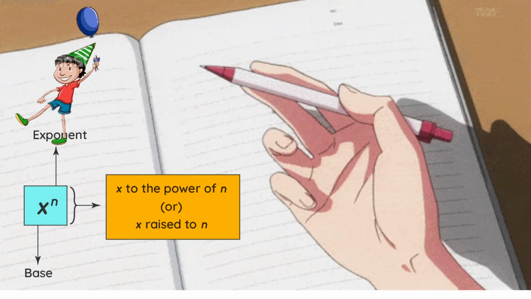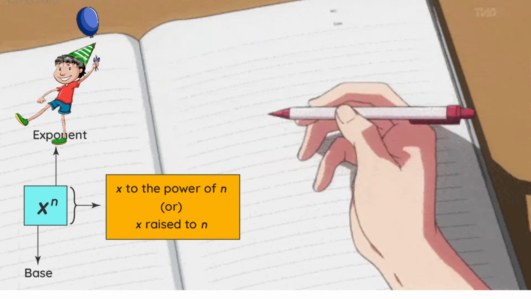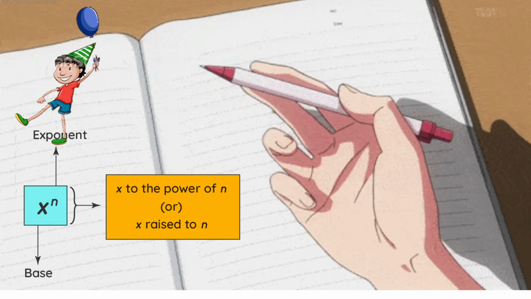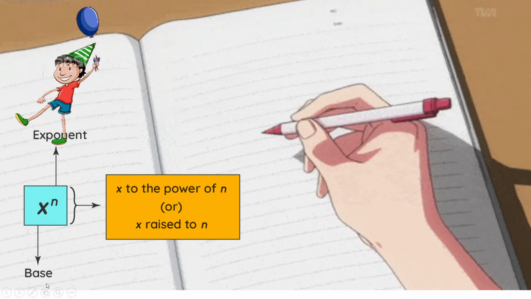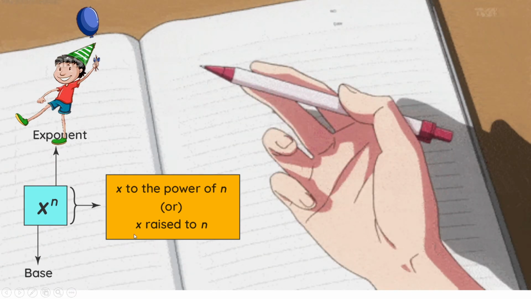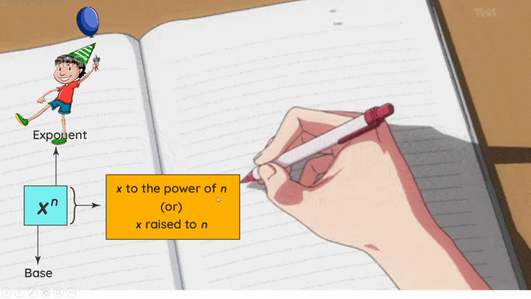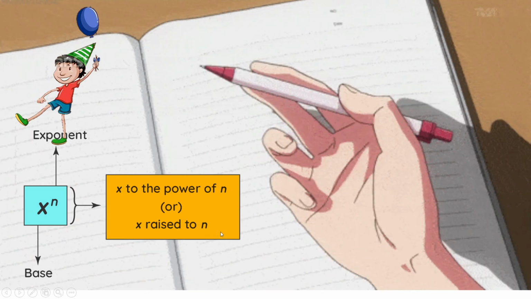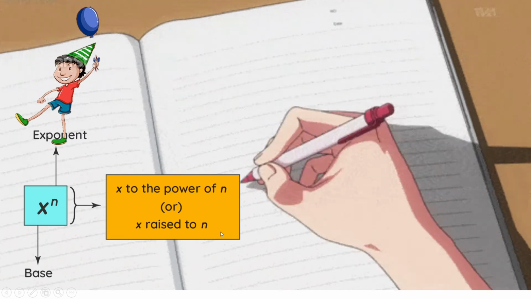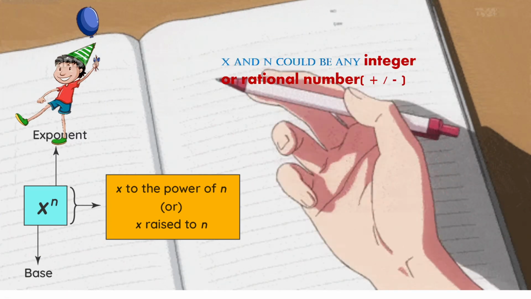Yes. So you can see the size of the child is bigger than the balloon. So the size of the x will be bigger than the n. And you will read x to the power of n or x raised to the n. And what are these x and n?